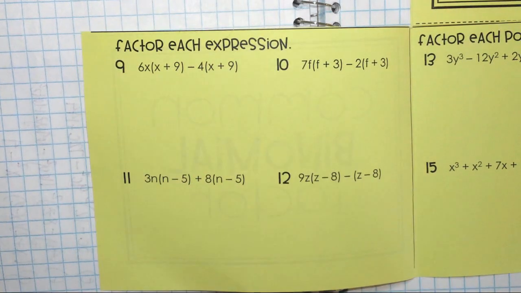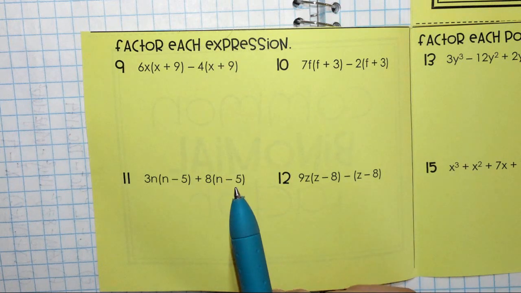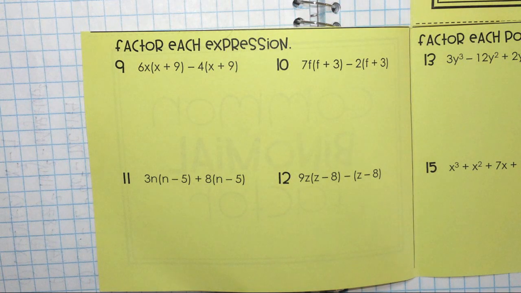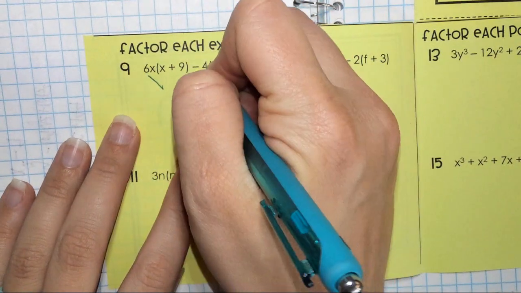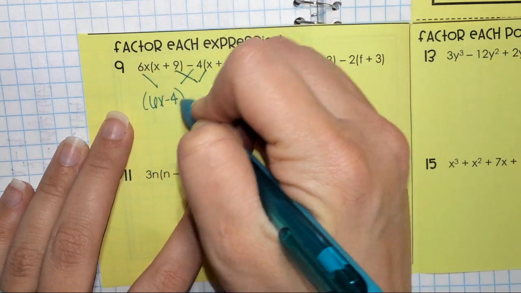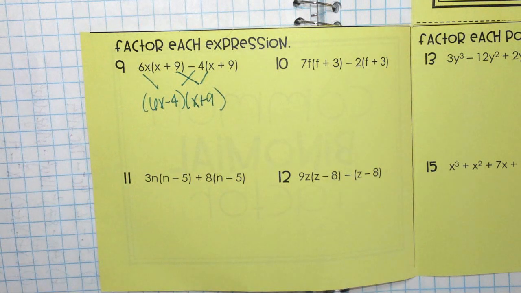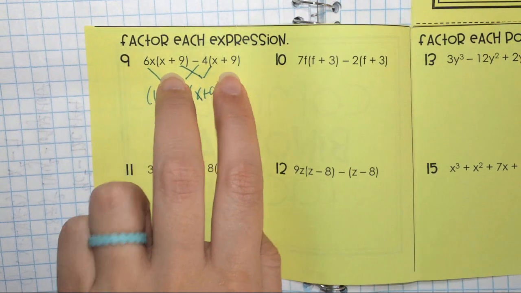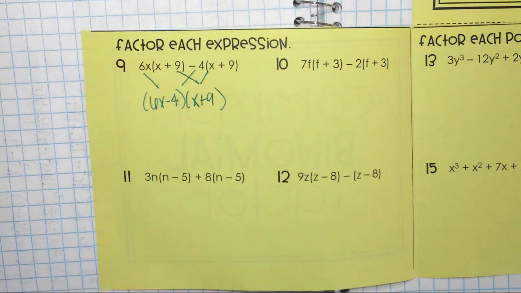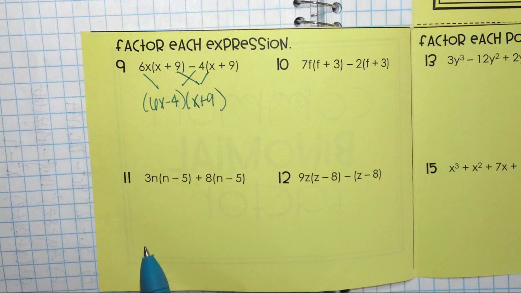Now let's look at our practice problems that they gave us. What do you notice between our first term and our second term right here? What do they have in common? X plus 9. All right. So what you do is you bring these 2 together and write it as 6x minus 4, and then you bring down your x plus 9. Ta-da. And the reason is because they both have this x plus 9, you factor it out. So the worksheet said common binomial factor. That's what this is. This is the common binomial that they have.